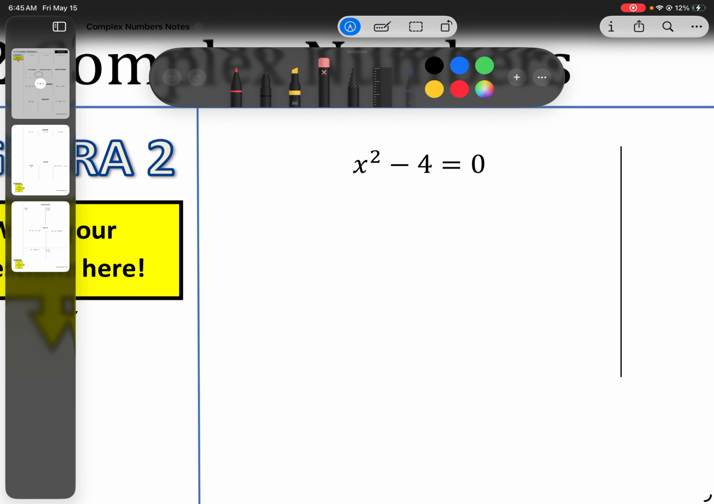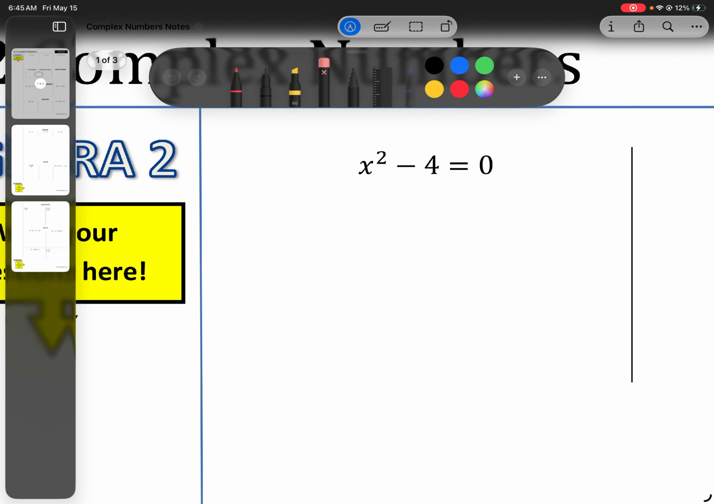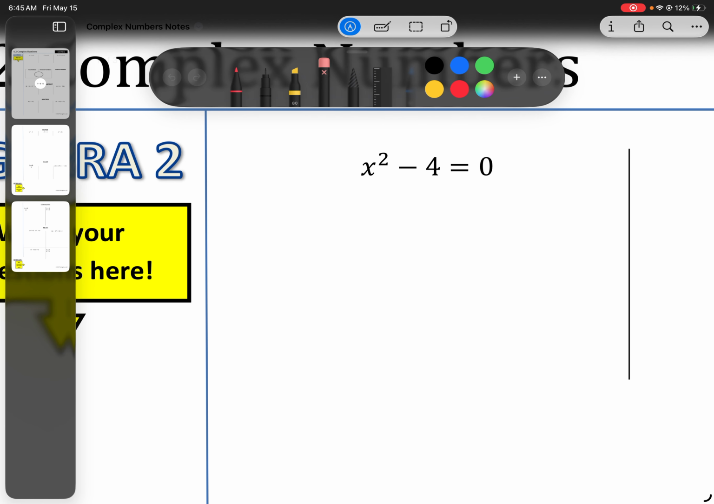Oh, it's over here. Sorry, this is a different app I've been using for notes.